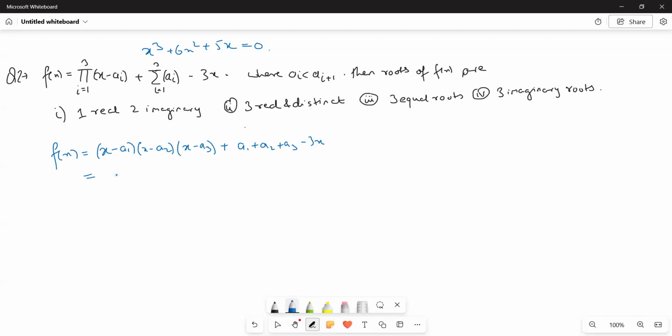So we'll rearrange it a bit. This is like x minus a1 into x minus a2 into x minus a3 plus a1 minus x plus a2 minus x plus a3 minus x. And now we have to comment on the nature of the roots for this.